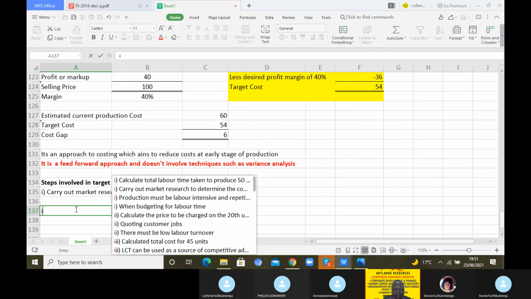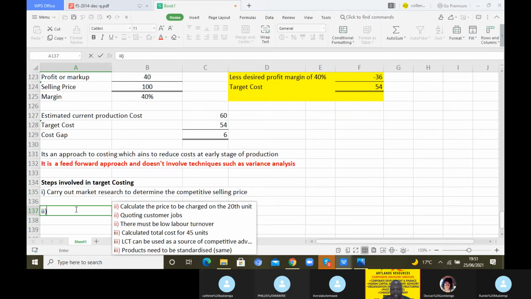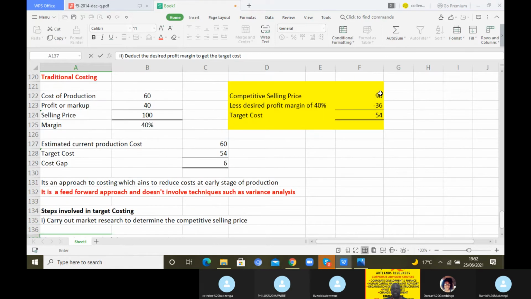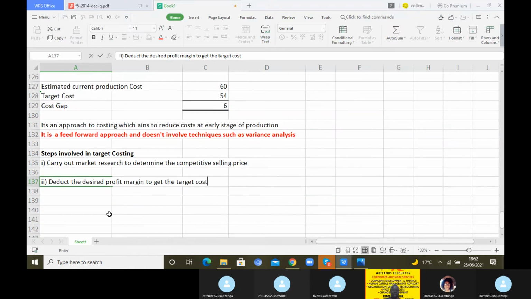The second step, make sure you know these steps in order: deduct the desired profit margin to arrive at the target cost. You notice what we have done here. After saying how much do you have, 90, I deducted the desired profit margin from 90 to get the target cost.